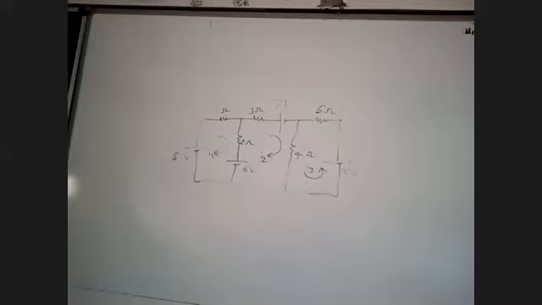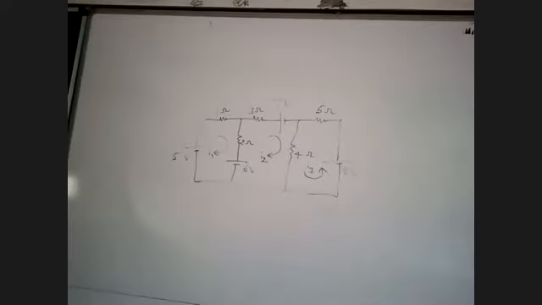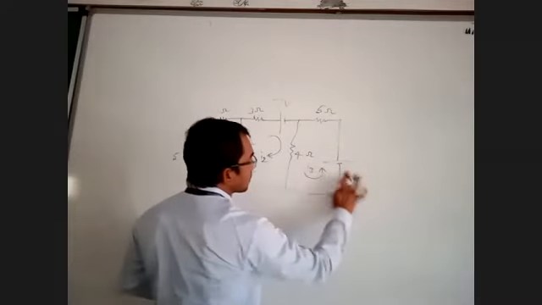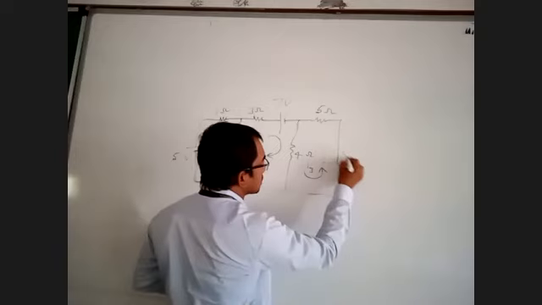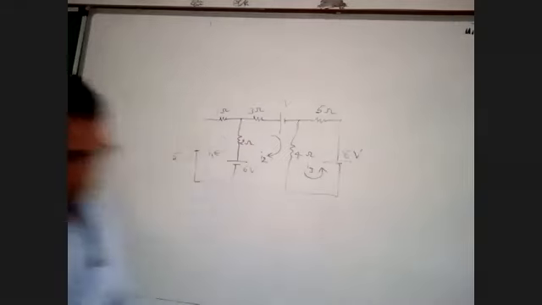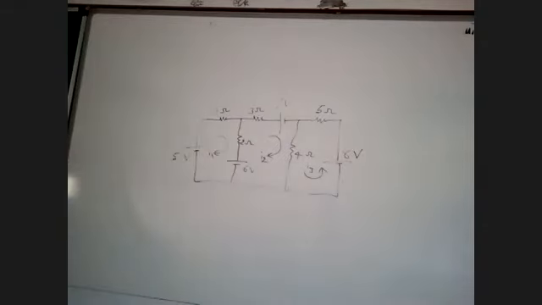Is the screen visible? Yes, sir. Sir, could you tell me the right side voltage value at the I3 loop? 8 volts. Okay, 8 volts. This is 7 volts.